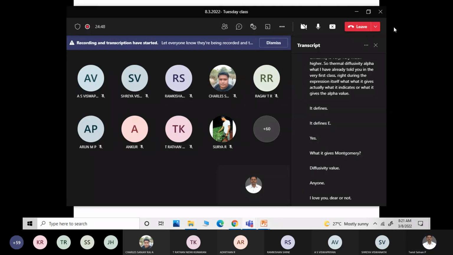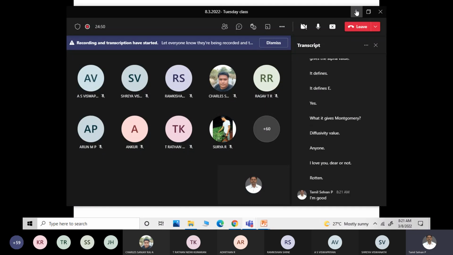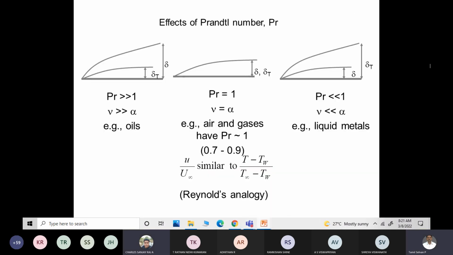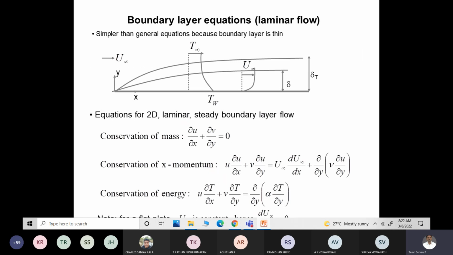Ratan, Ankur, Charles, Ramkrishan. To conduct the heat and the ability to store it. It gives us an idea about the degree of hotness or degree of coldness, or how fast the body gets heated up, or how fast the heat is given by the body. That is usually given by the thermal diffusivity alpha.